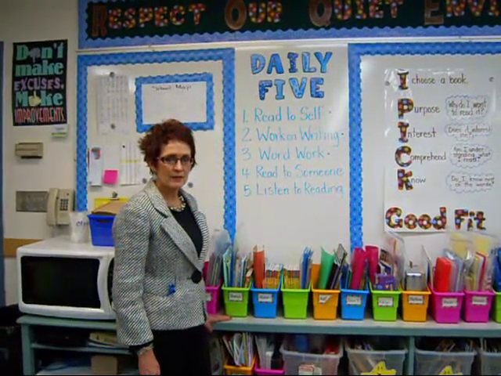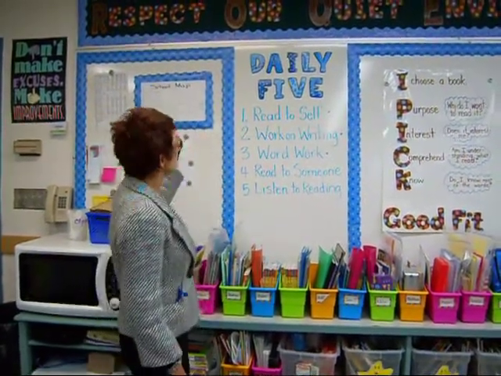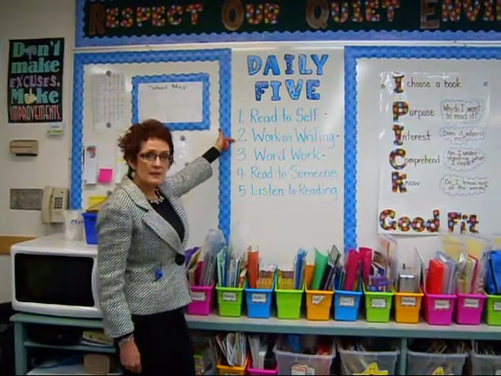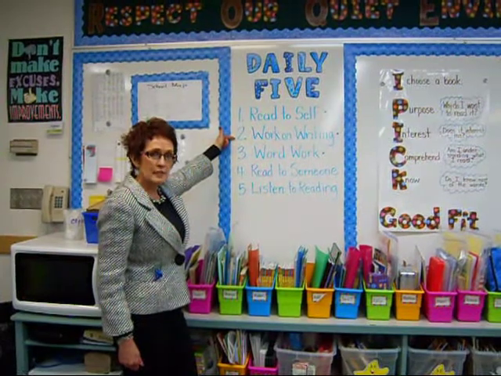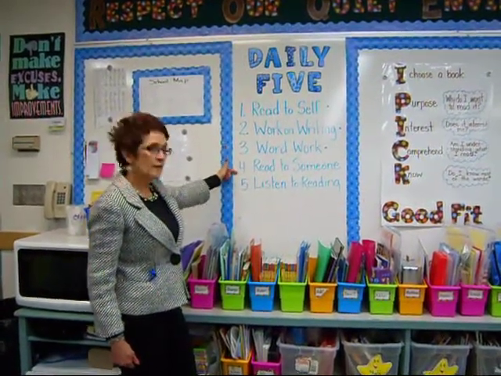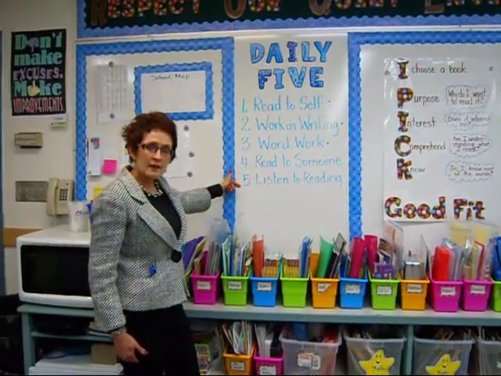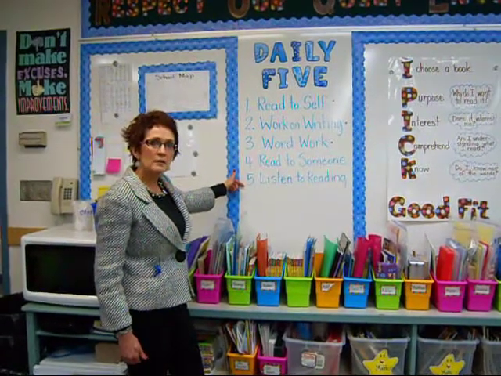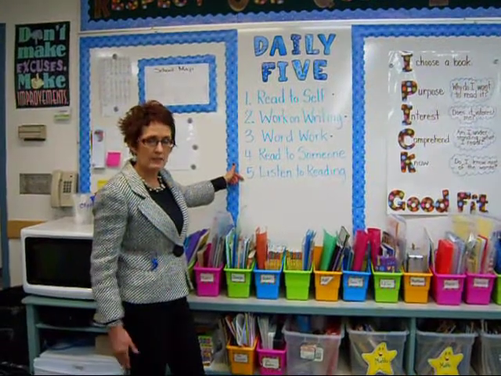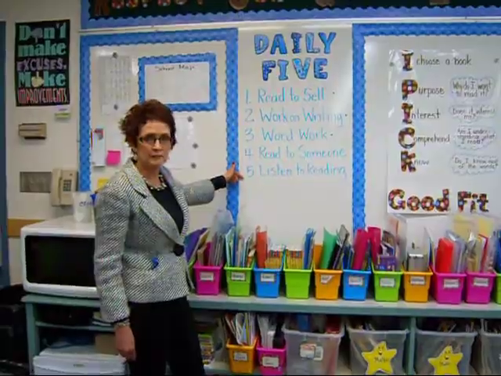We have 3 blocks, they're 30 minutes long each, and we base it on the daily 5 activities. So one of the activities the children learn to read to themselves. In the second activity, they work on different types of writing. In the third activity, they do word work. In the fourth activity, they're partner reading or reading with another person. And in the fifth activity, they're listening to a good reading model, and usually they're going online to a computer-based website that reads a type of literature to the child.